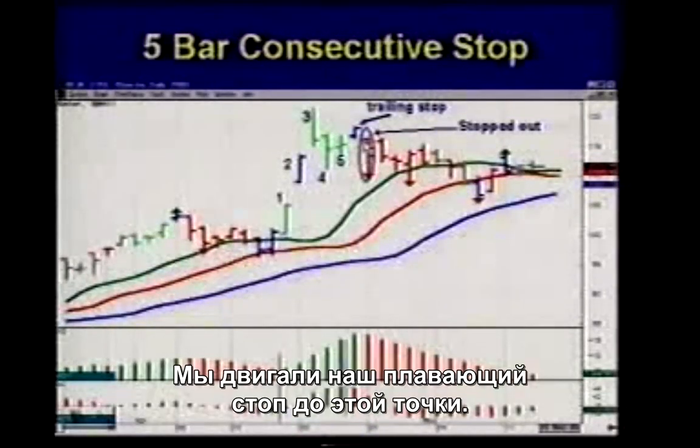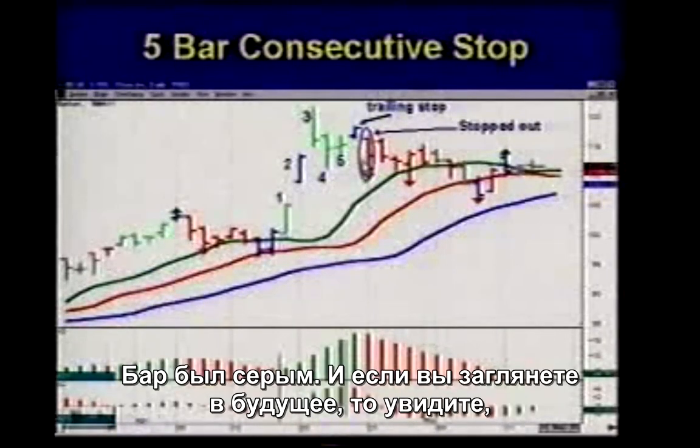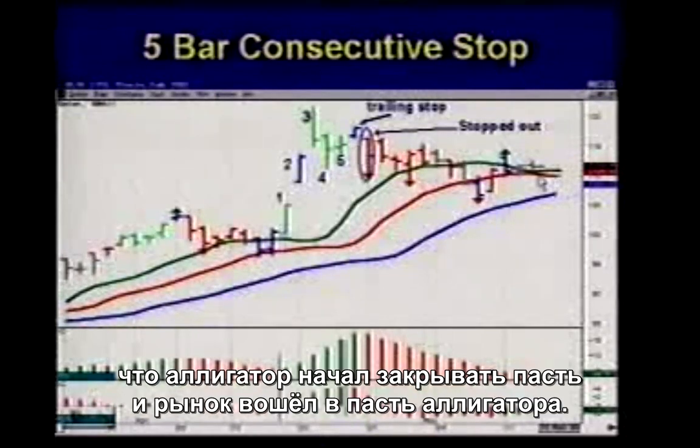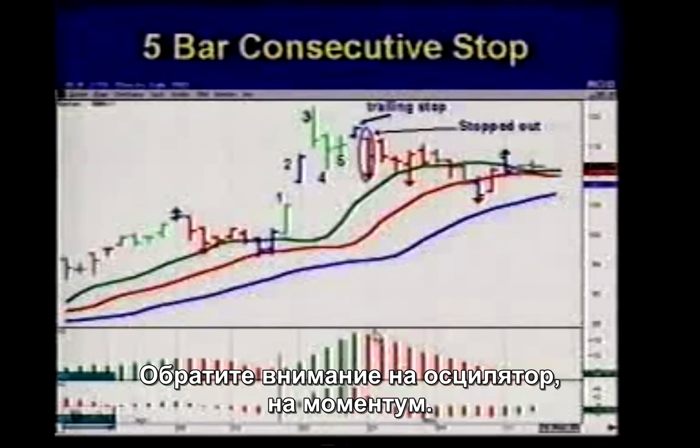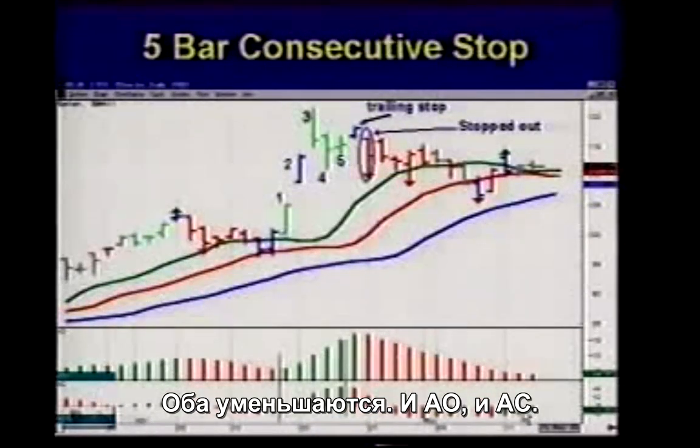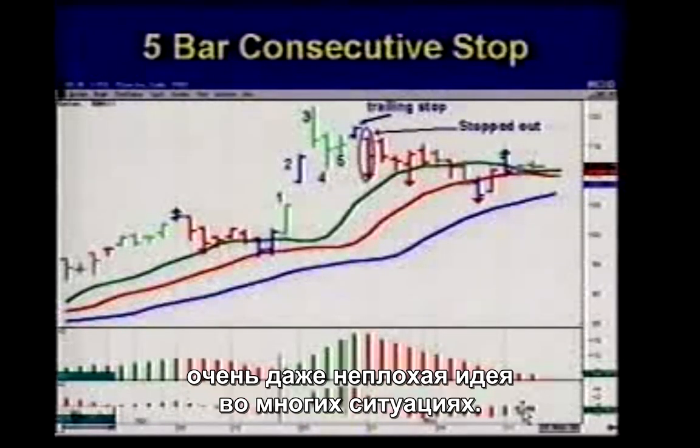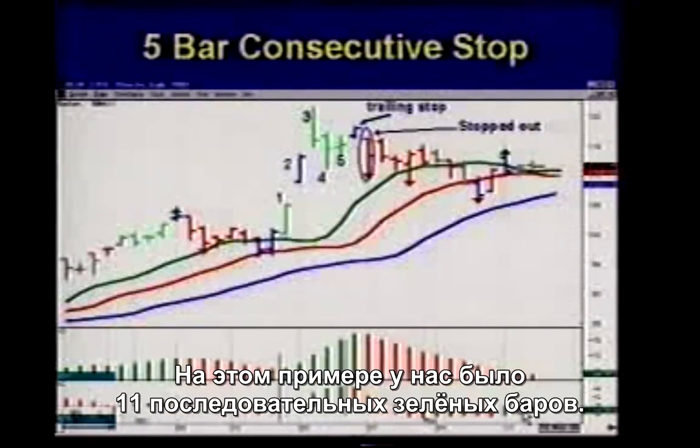So we had our stop trailed to this point, and then the next day we were stopped out, which was great because if you look further out in time, you're going to see the gator starting to close, the market pulled back in the gator's mouth. Look at your oscillator, look at momentum, straight down, acceleration down. So that 5-bar consecutive stop is really great in many situations.